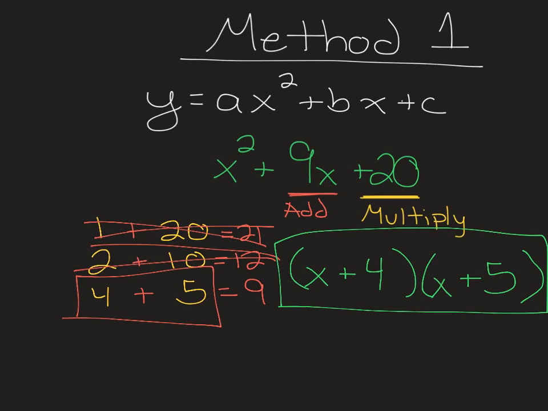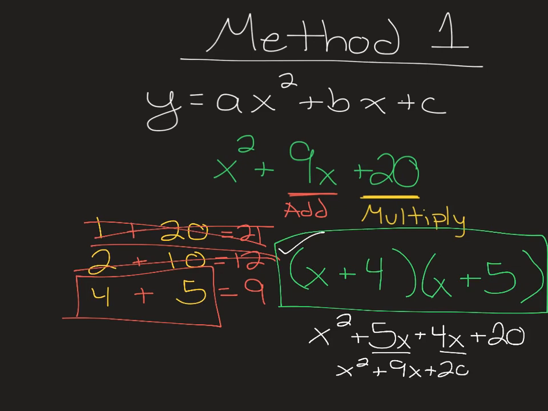Now, in order to check this, you can do what we learned last week and multiply a binomial by a binomial. So if I multiply these out, x times x is x squared, x times 5 is 5x, 4 times x is 4x, and 4 times 5 is 20. And then you have like terms here that we can combine. 5x plus 4x is 9x. And you can see that the trinomial you are left with is the one that you began with. So that's how you know you did it correctly. So that is method number 1. Multiply to your c and add to your b.